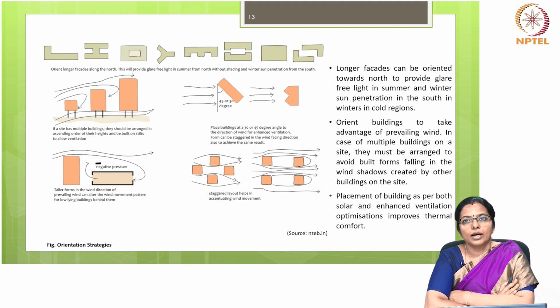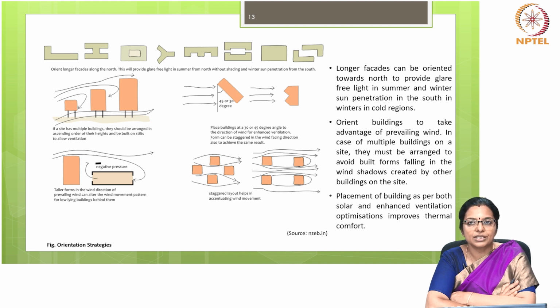So, in toto, we can see that longer facades of buildings can be strategically oriented towards the north to provide glare-free natural light during summer and allow for optimal winter sun penetration from the south in colder regions. This orientation maximizes daylighting benefits while minimizing heat gain, contributing to improved thermal comfort and energy efficiency.